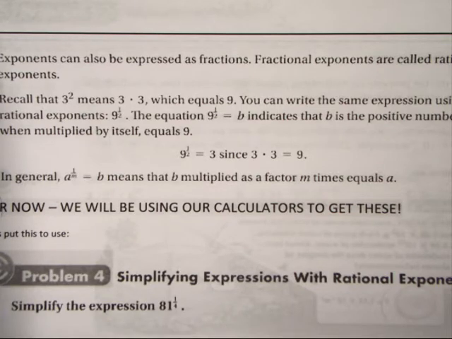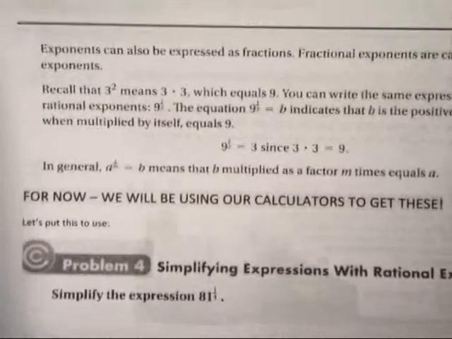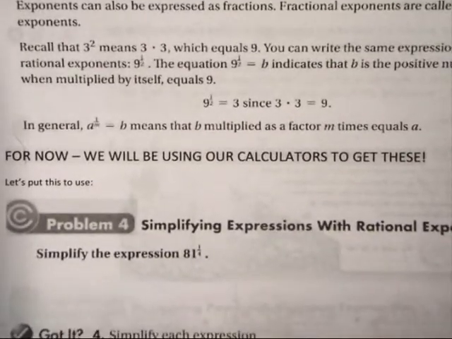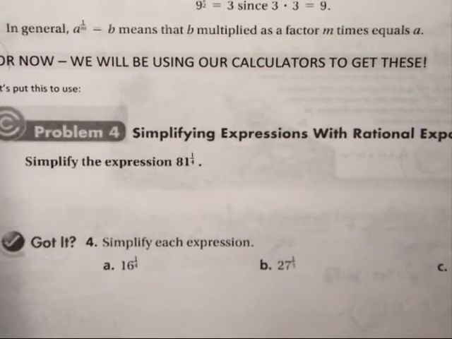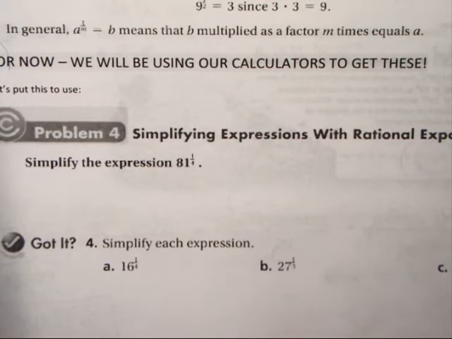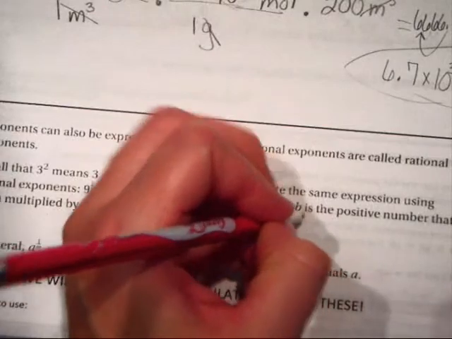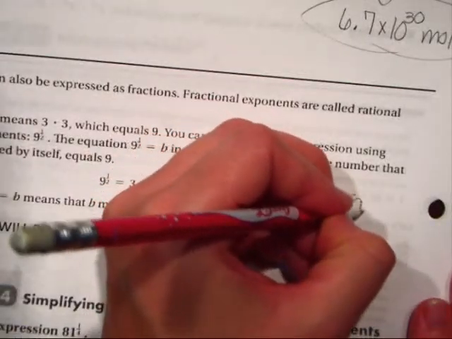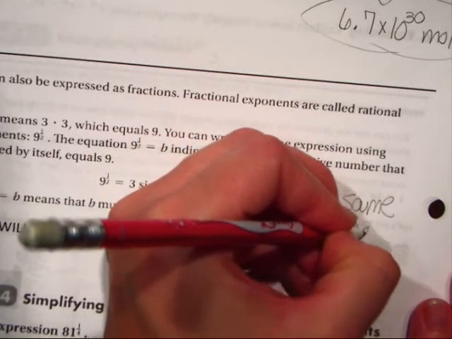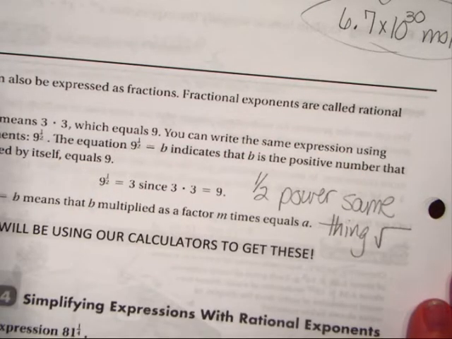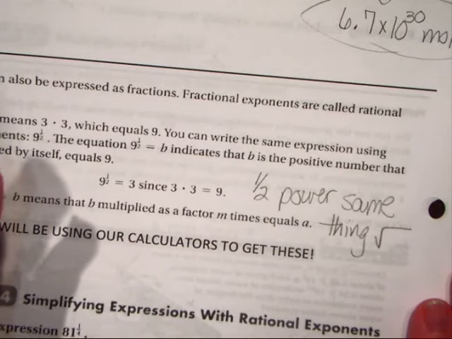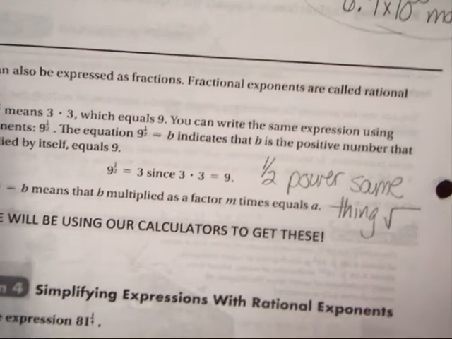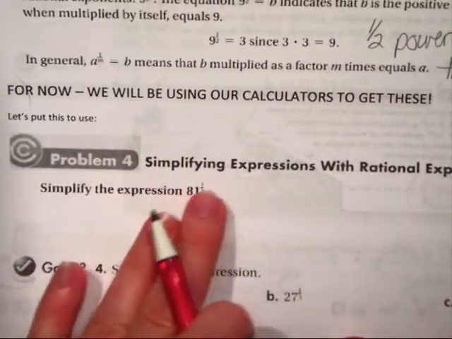Whoa, this is a little complicated, right? Well, for now, we're going to use our calculators to get these. In Algebra 2, I'm going to teach you a very detailed way as to why these work the way they work. But let me explain one thing. A 1/2 power is the same thing as a square root. A 1/3 power is the same as a cube root. A 1/4 power is the same as a fourth root.